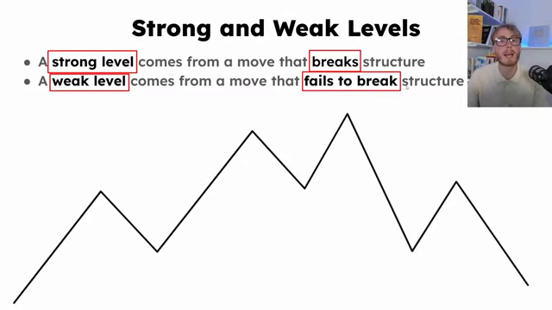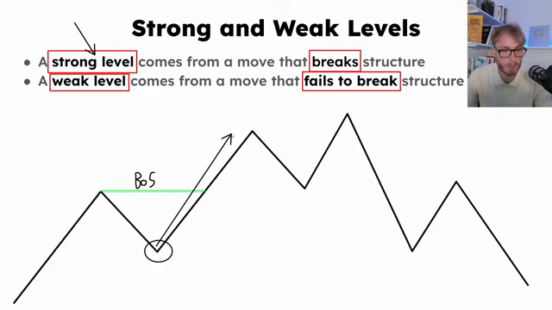So in order to find our strong and weak levels, we simply need to analyze the break of structure and change of character. And by this point, you already know how to do this. So for example, right here, we have a break of structure, right? And a strong level is a level that comes from the move that breaks structure. So what we need to look out for here is the beginning of the move that broke structure. And as we can see right here, this was the beginning of the move that broke structure. So this right here is a strong level.